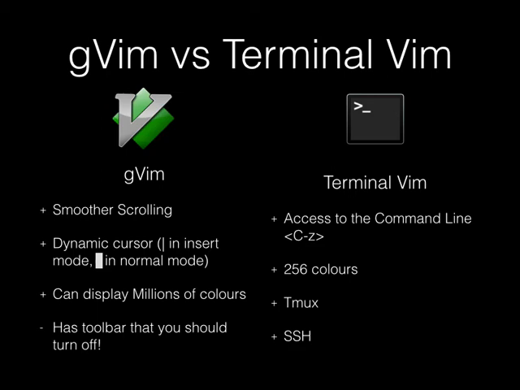GVim can display millions of colors. You can have more fancy color schemes and whatever you like. And it has a toolbar that you should get rid of because it's annoying. It takes up a lot of space. It has like save and open on it. You know how to do that. So, terminal Vim has access to the command line. If you hit Control Z, it will suspend Vim, and you can compile. And then you type FG and enter, and you'll be back into Vim, right? And that works for other programs too, not just Vim. You're limited to 256 colors on most terminals, but you can also use it with tmux or over SSH, which you can't do with GVim.